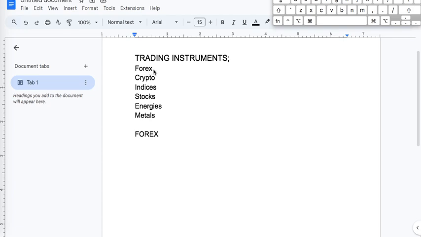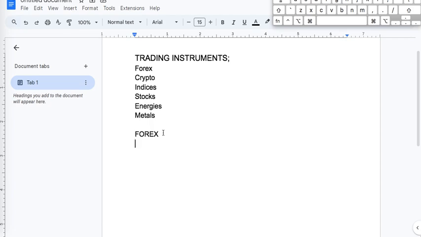Now for today, I'm going to teach you a little bit about the trading instruments. Today in particular, forex. Forex on its own refers to the buying and selling of currencies from around the world, which is also known as foreign exchange trading.